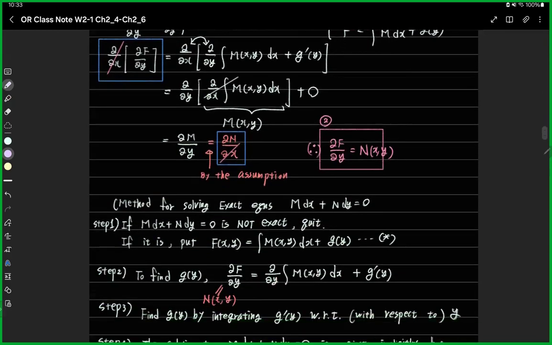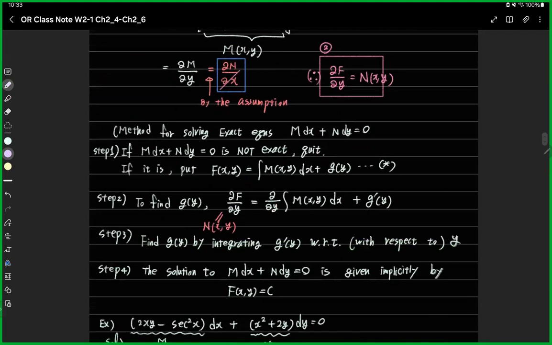So here's a method for solving an exact equation. Step 1: if M dx plus N dy equals 0 is not exact, stop. Apply the other methods, separable, linear, okay? If it is exact, put F as the integral of M with respect to x plus g of y. Next thing to do.